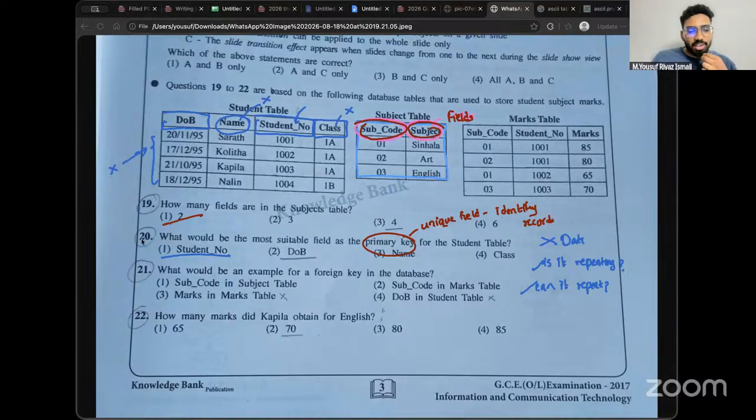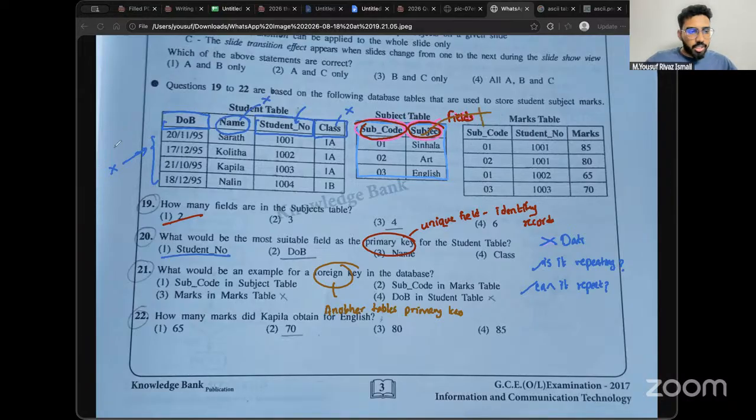Good question. What would be an example for a foreign key in the database? Okay, so basically foreign key is another table's primary key. The meaning of foreign key itself is basically another table's primary key. So if you want to find a foreign key, first of all, you should know what are the primary keys. Because if you know the primary key, finding foreign key is actually very easy.